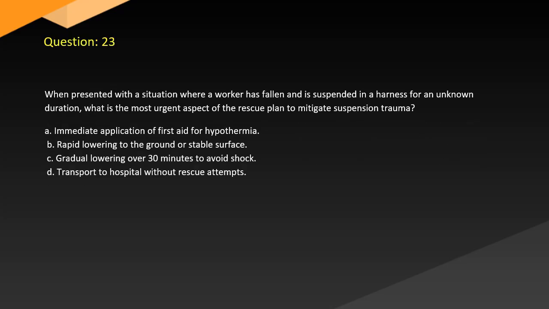Question 23. When presented with a situation where a worker has fallen and is suspended in a harness for an unknown duration, what is the most urgent aspect of the rescue plan to mitigate suspension trauma? A. Immediate application of first aid for hypothermia. B. Rapid lowering to the ground or stable surface. C. Gradual lowering over 30 minutes to avoid shock. D. Transport to hospital without rescue attempts.